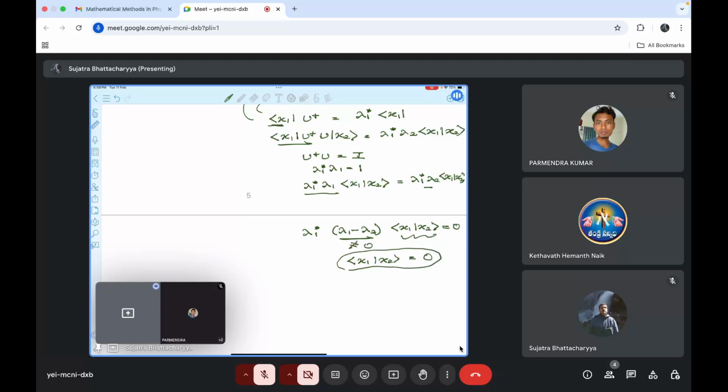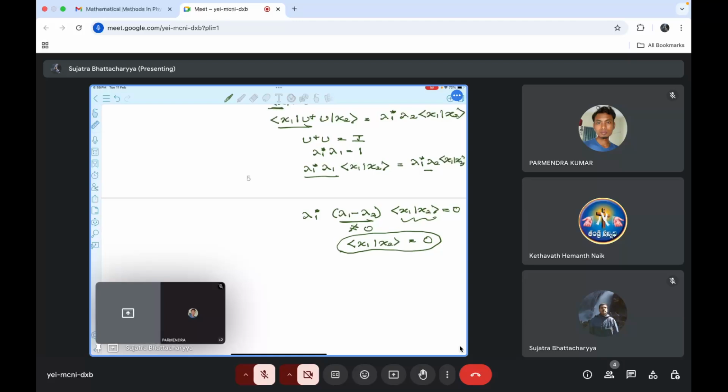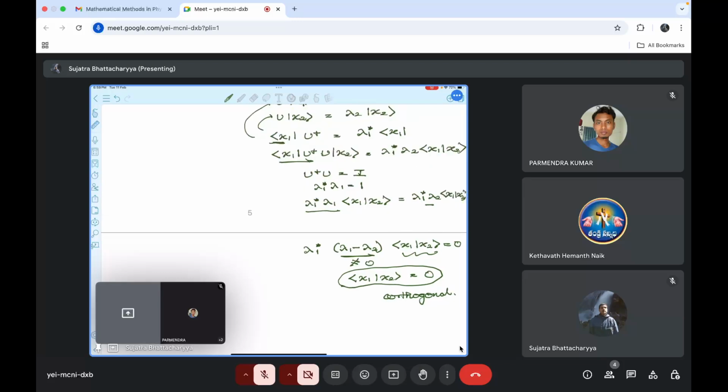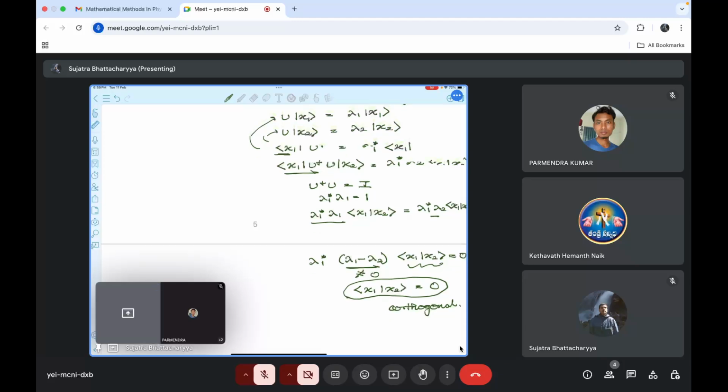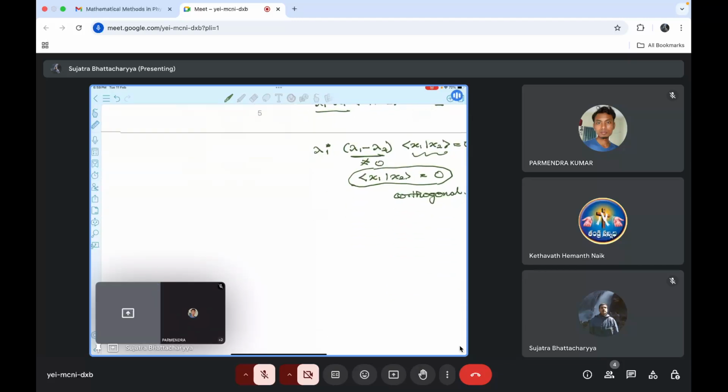This is an important part. And that proves that these are orthogonal, because the inner product has to be 0. So this is what essentially we are getting. Okay, so these are orthogonal.